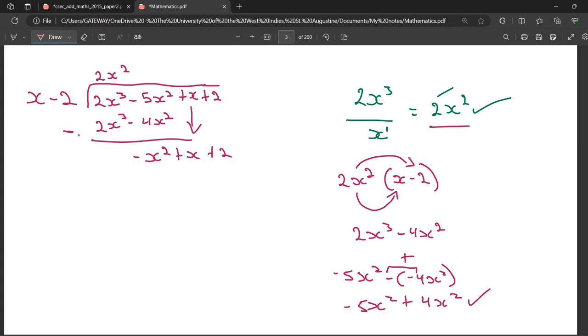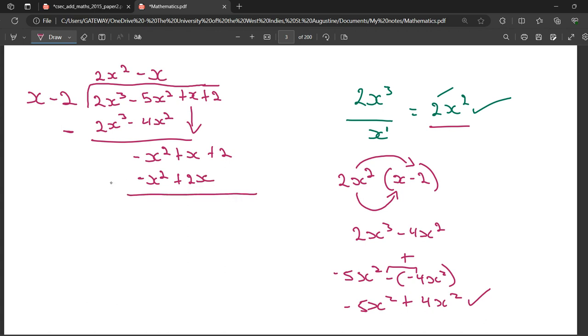Then now you repeat the procedure. You say negative x squared divided by x. I'm not going to do all of that, so I'll just put the answer here, which is negative x. Because if you have negative x squared on top and positive x below, you get negative x. Now negative x times positive x will give a negative x squared. Negative x times negative 2 is positive 2x.